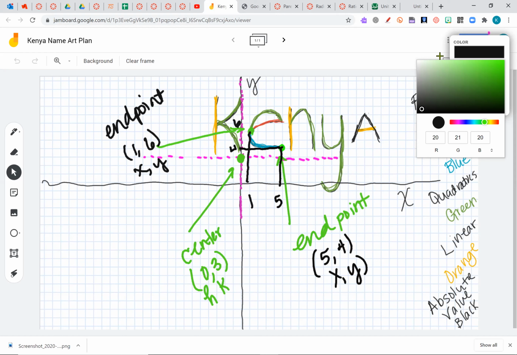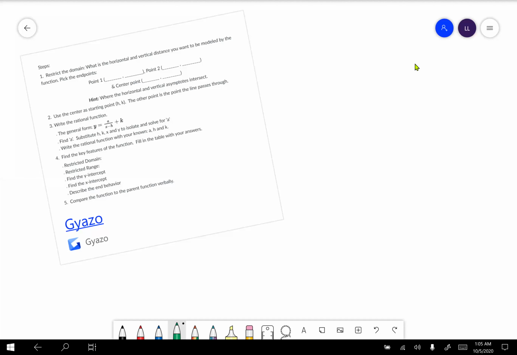So now that I've got all my pieces, let's go back to the steps and make sure I'm on the right track. Okay, so let's look at our steps. We have the point 0, 3 as my center, right? And then we have 5, 4, and 1, 6 as the endpoints.